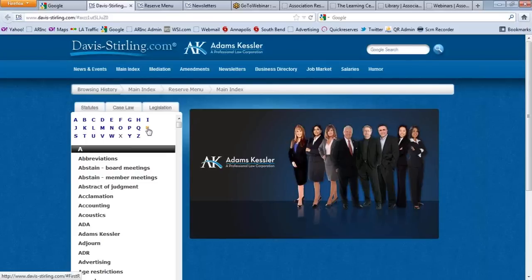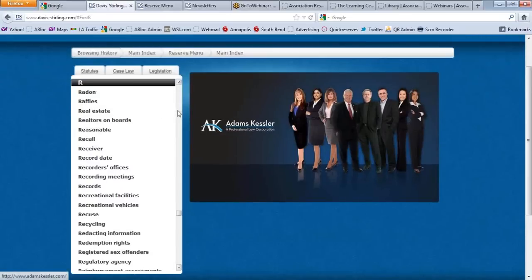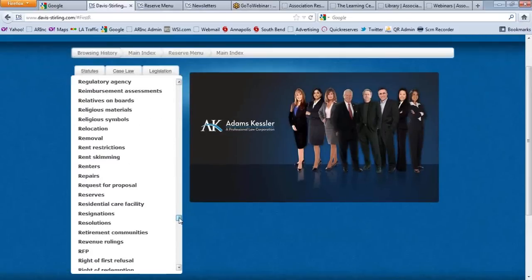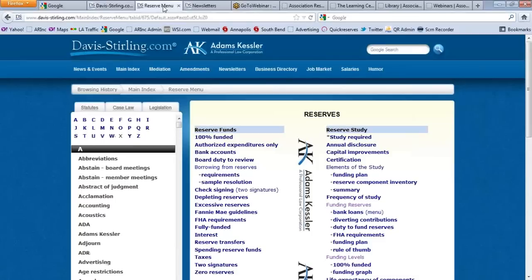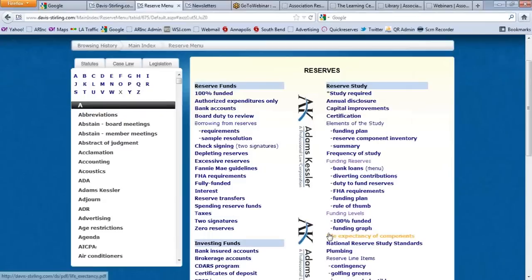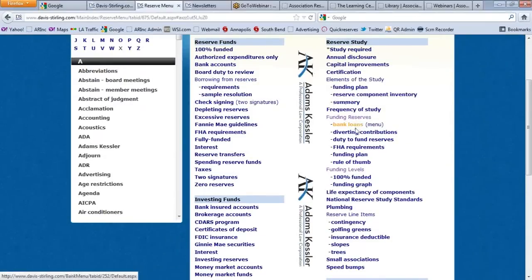I'll show everyone my favorite spot. It's under R. You click on the R, it'll take you down to the reserves. And then you can get to reserves. You can see a lot of things here, including National Reserve Study, a sub-menu. Yeah, including National Reserve Study standards. So there's lots of good things here.